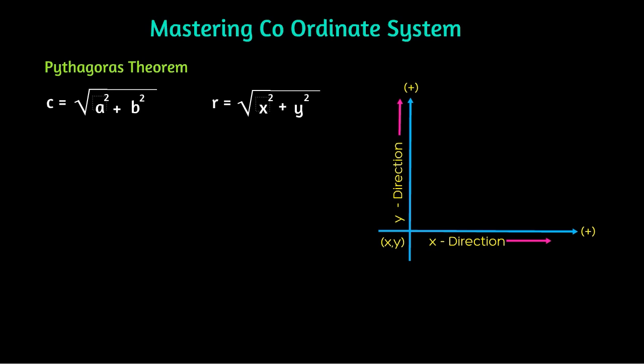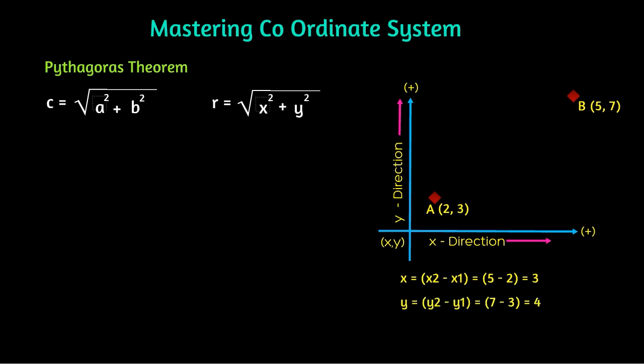Let us assume two coordinates, A and B. The coordinates of point A equal (2, 3), that is x1, y1. The coordinates of point B equal (5, 7), that is x2, y2. Now, x equals x2 minus x1, that is 5 minus 2, that means x equals 3. Similarly, y equals y2 minus y1, that is 7 minus 3, that means y equals 4.